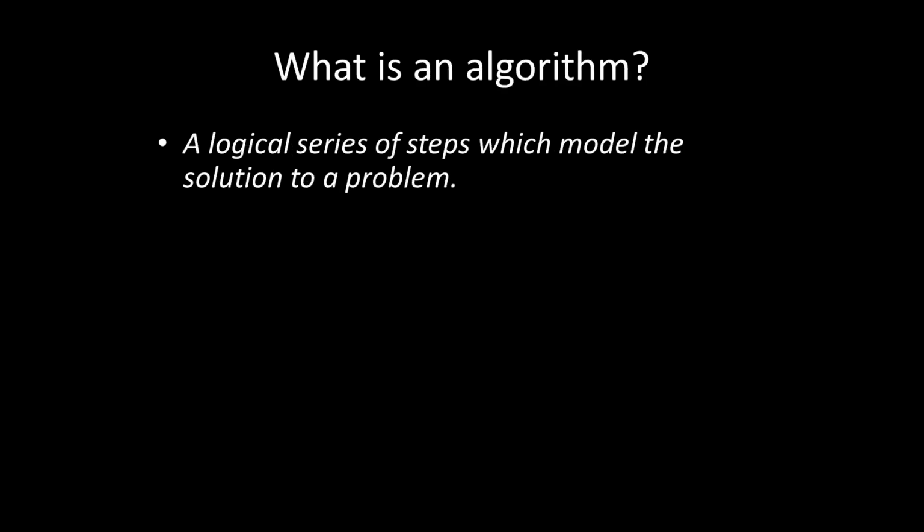So what is an algorithm, you may be asking yourself? Simply, it's a logical series of steps which model a solution to a problem. The typical example of this is how to make a PB&J sandwich. You need a series of steps that show you how to make it. These steps can be quite simple or quite complex, however you want to see it. For this purpose, we're going to keep these simple and to the point.